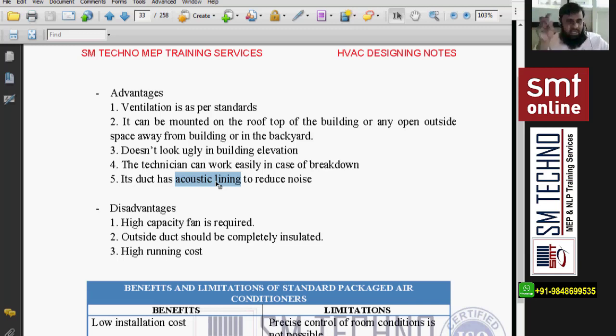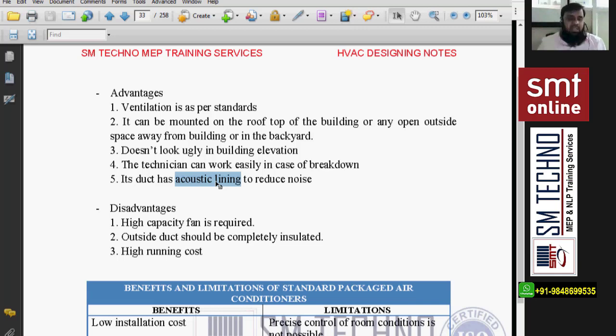Okay. So inside the duct, we are using acoustic lining to reduce the noise, because this has a higher capacity fan, so it may create noise when the air blows in the duct. So we are using some lining inside the duct to extract the noise from the air. But how to deal with acoustic lining, you'll find at the time of duct insulation in module 2. Okay.